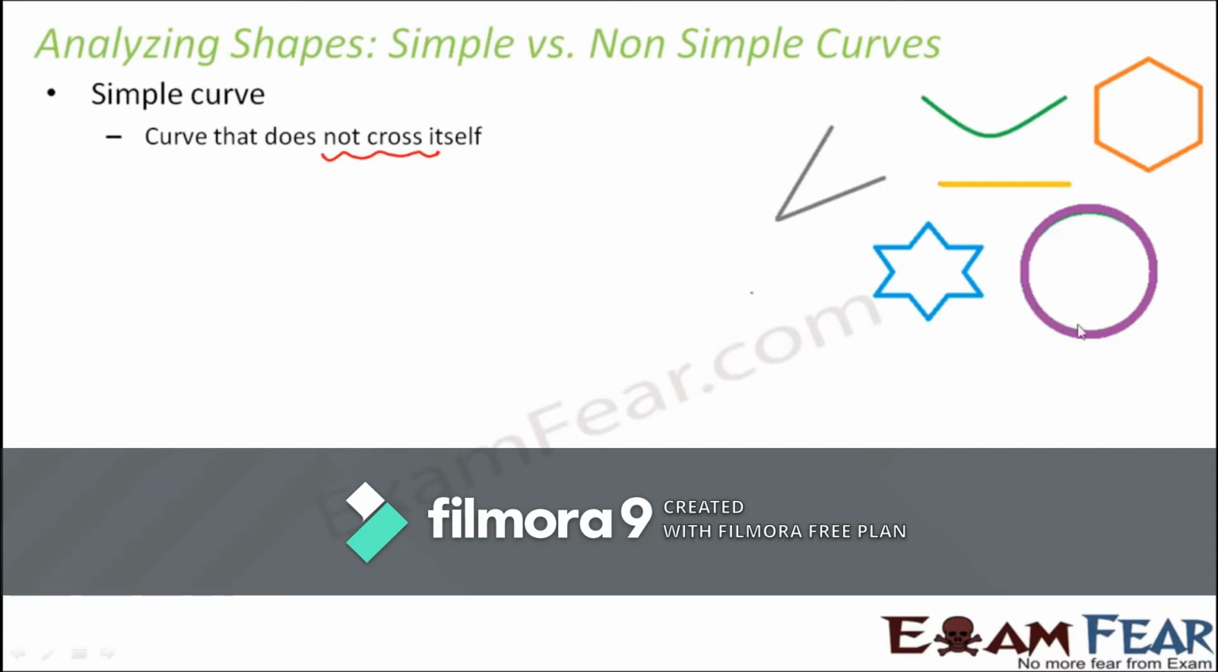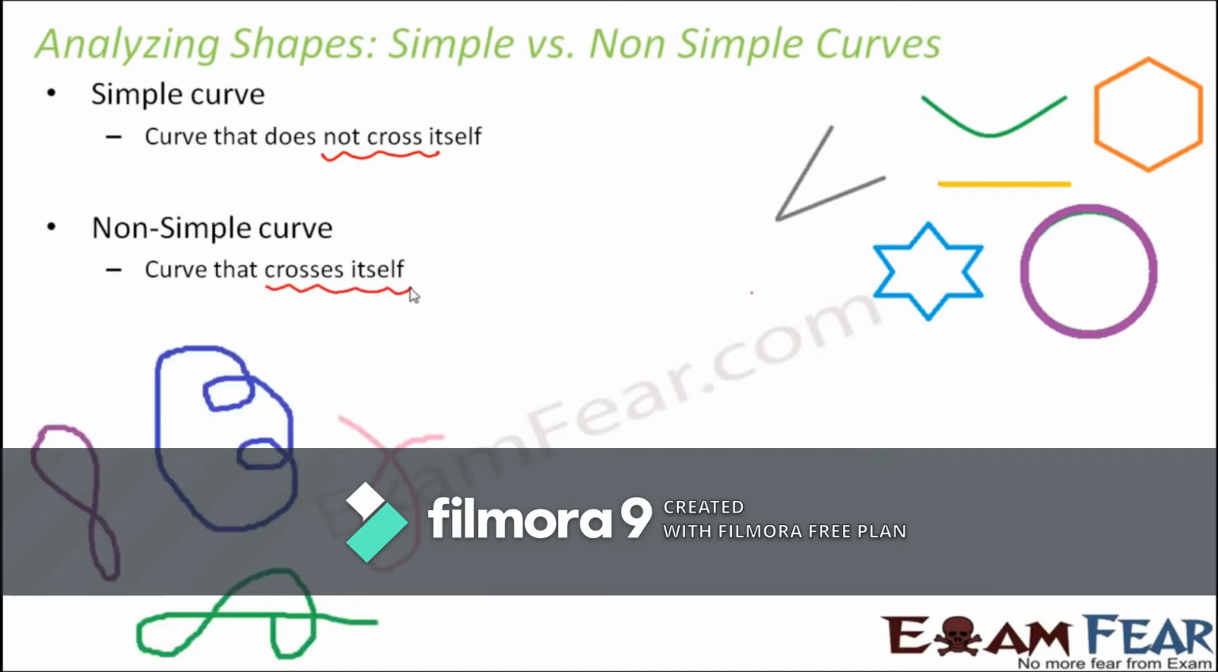Similarly, when you look at a closed curve like this, this is a simple closed curve, because you see the curve never crossed itself. Now what do I mean by crossing itself? So for that, let's look at the images of non-simple curve. So the non-simple curve, they would cross themselves. So let's look at these images.